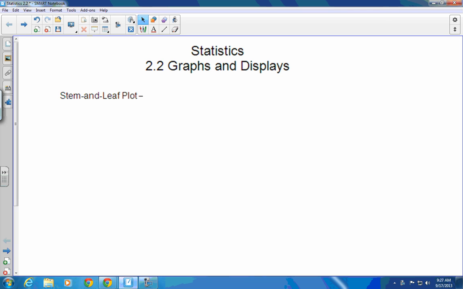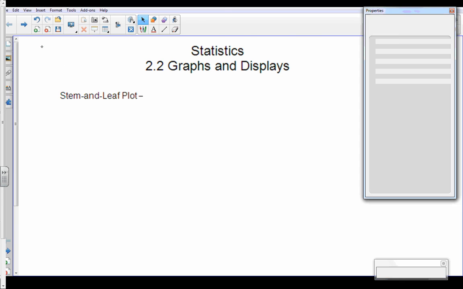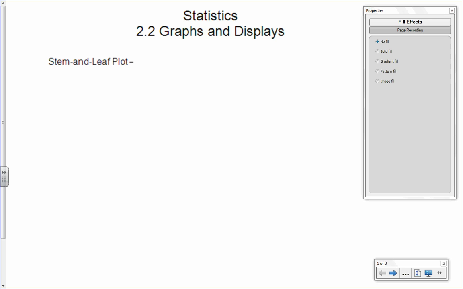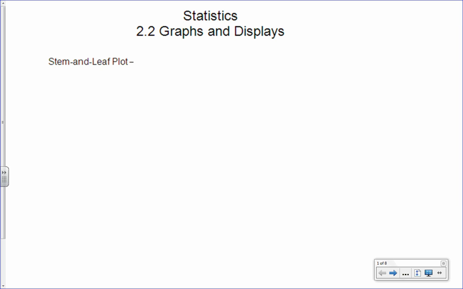All right, graphs and displays, very important, but the nice thing is, like I already said before I started the recording, that a lot of you, especially if you've gone through Algebra 2, have seen a good portion of these already. We may add some things to it, and then eventually, if you behave very well, I'll show you how the graphing calculators will do pretty much all of this.